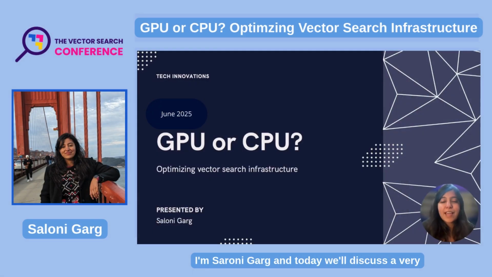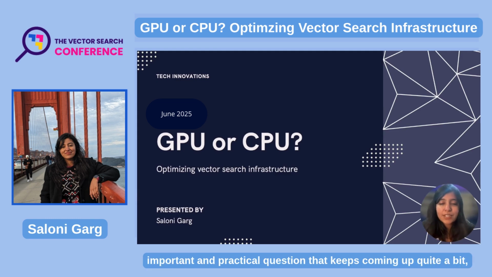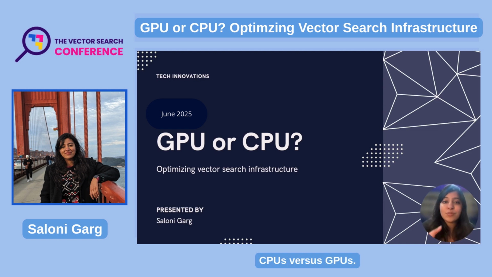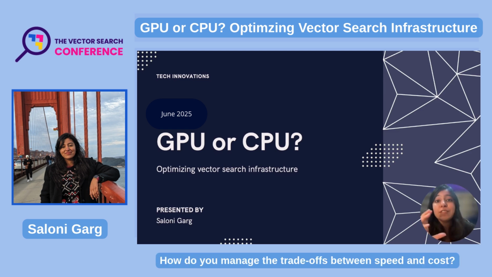I'm Saloni Garg, and today we'll discuss a very important and practical question that keeps coming up quite a bit, especially when you're designing a vector search infrastructure. CPUs versus GPUs. When do you need a GPU? When is CPU just good enough? How do you manage the trade-offs between speed and cost?